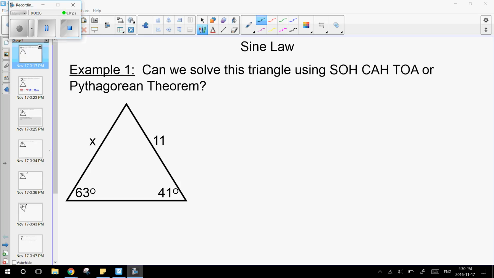Today we're looking at the sine law. Hopefully this question, I want you to take a look at it. Can you solve this triangle using SOHCAHTOA or Pythagorean theorem? While you're looking at this, I'm hoping you're thinking, well, this isn't a right angle triangle, and you can only solve right angle triangles using SOHCAHTOA or Pythagorean theorem. Because there's not a 90-degree angle anywhere in that triangle, we can't use either of those, and this is where our sine law comes in.